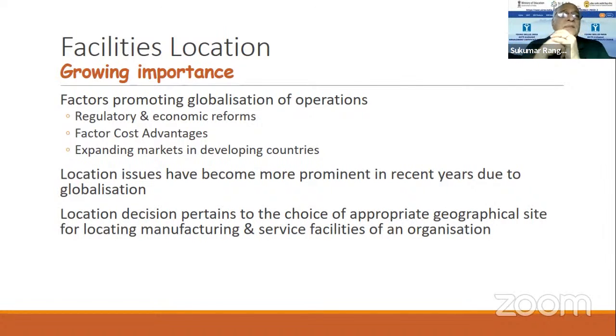There are factors which promote globalization of operations: regulatory and economic measures, reforms. Earlier, we were thinking that it is better that goods are manufactured at places which are cheaper to manufacture. But what has happened in the process is that China took the advantage and became the manufacturer to the world.